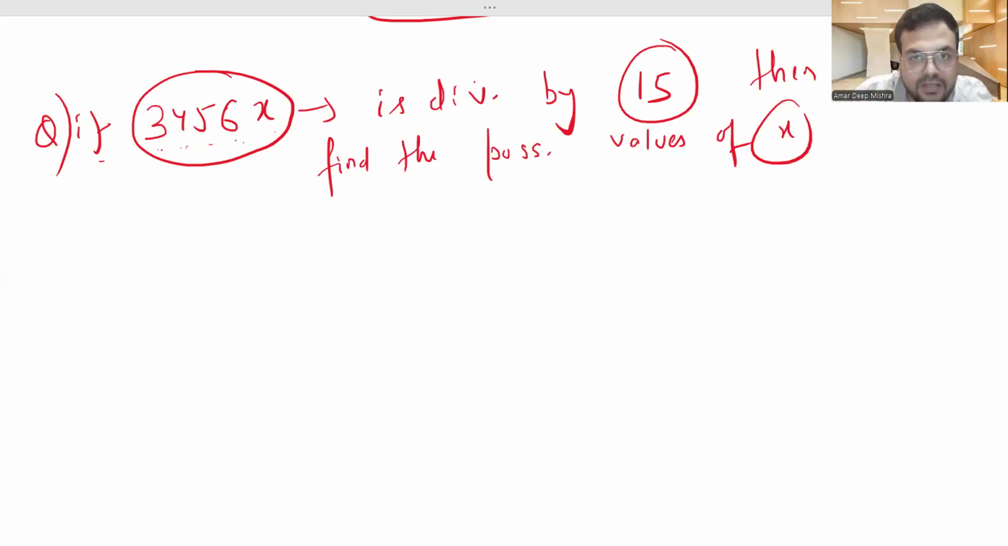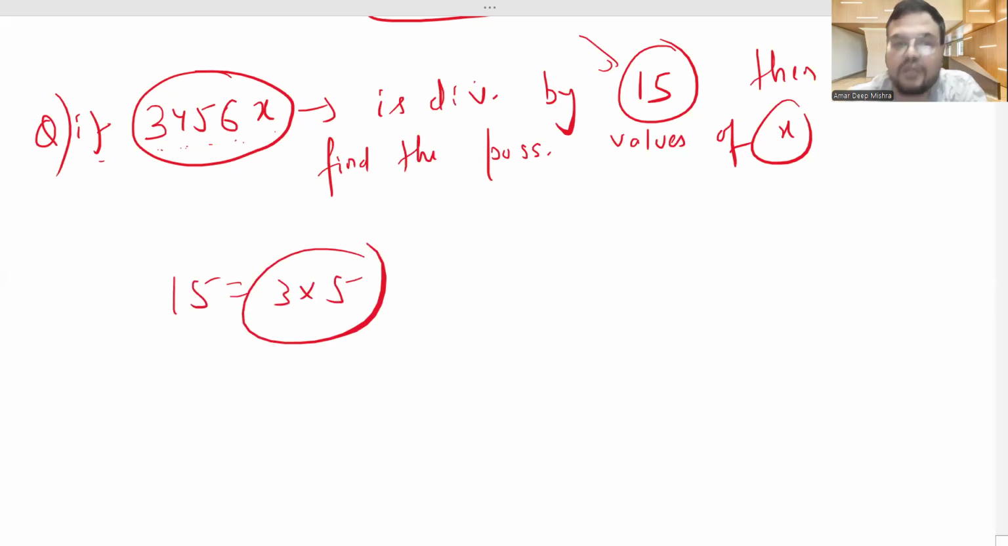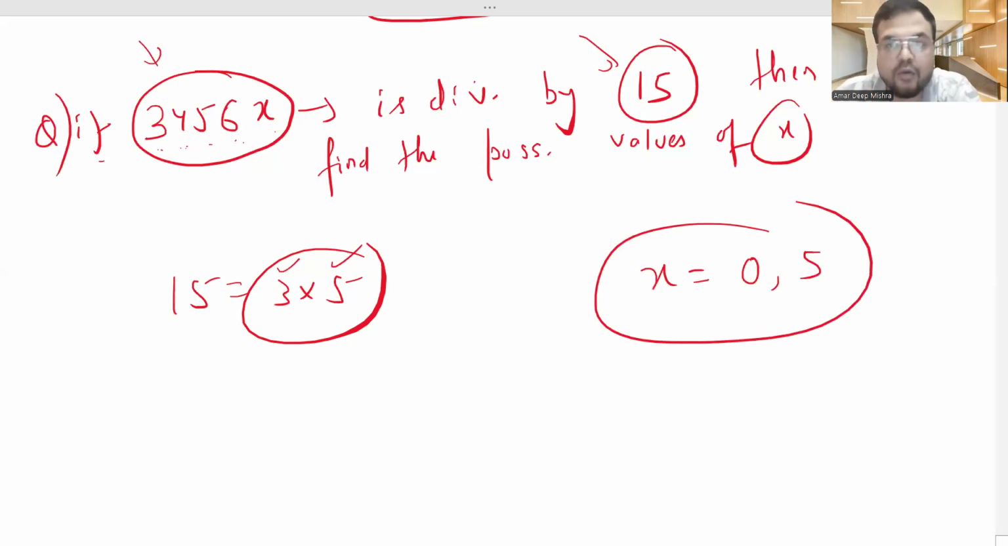Now, the number is divisible by 15. For divisibility by 15, we don't have any single specific rule. So 15 is what? 3 into 5. So if a number is divisible by 15, that means the number is divisible by 3 and 5 both. If this number is divisible by 5, the possible values of x could be either 0 or 5. There are only two possible values of x, either 0 or 5.